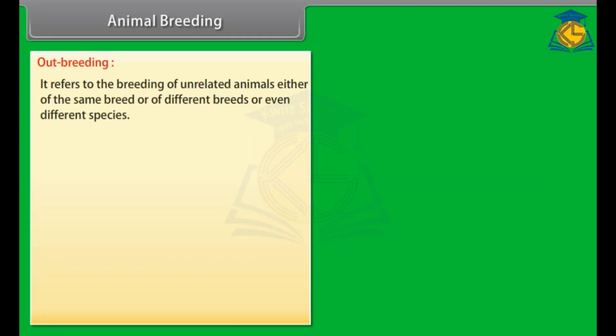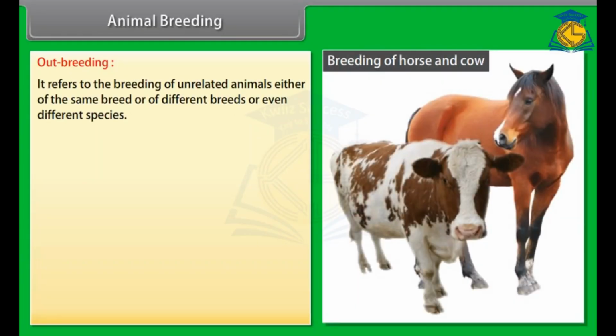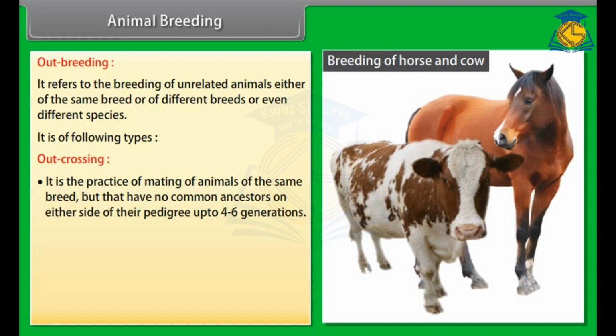Outbreeding. It refers to the breeding of unrelated animals, either of the same breed or of different breeds or even different species. It is of following types. Outcrossing. It is the practice of mating of animals of the same breed, but that have no common ancestors on either side of their pedigree up to 4 to 6 generations.